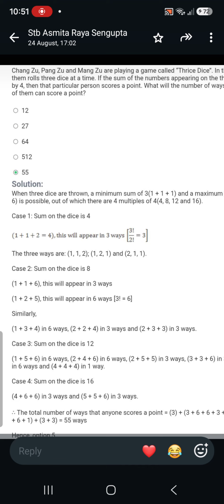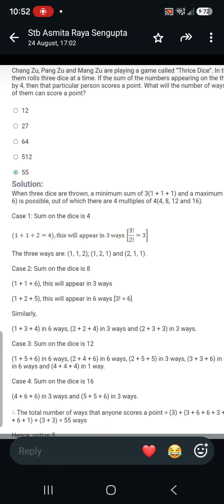Now to find the number of ways in which the sum on the dice is 16. The sum can be 16 if we have 4, 6, 6. Again 6 is repeated here, so the number of ways will be 3. Or we have 5, 5, 6. Here 5 is repeated, so the number of ways will be 3 ways.